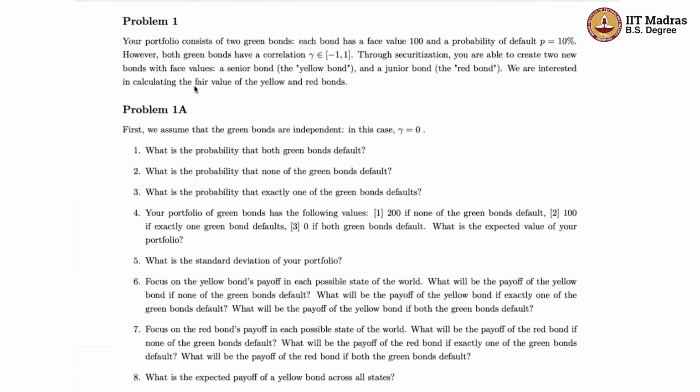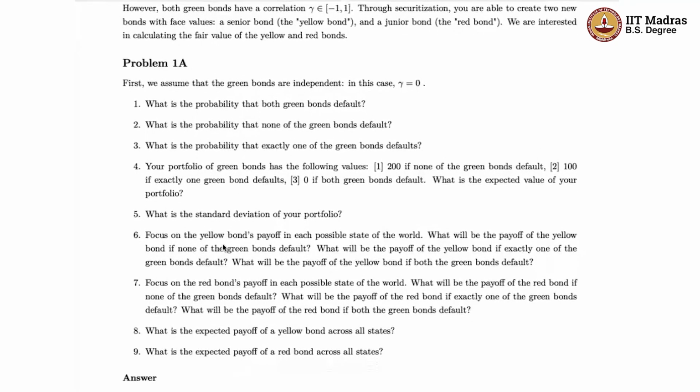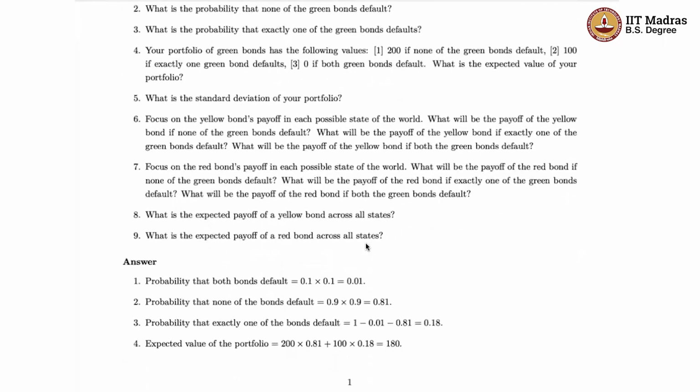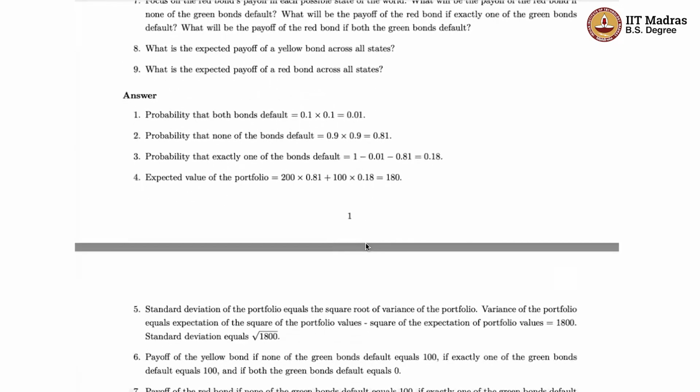Now let's think about what is happening with the senior bond, the yellow bond, and the junior bond. From the yellow bond's payoff, what we first need to figure out is the payoff in the different states of the world. In the case in which none of the green bonds default, the payoff to the yellow bond is going to be 100. If exactly one of the green bonds defaults, the payoff is still going to be 100. And if both the green bonds default, then the payoff to the yellow bond is going to be 0.